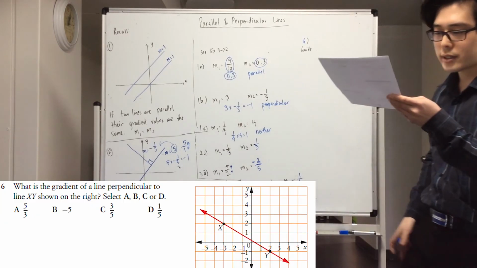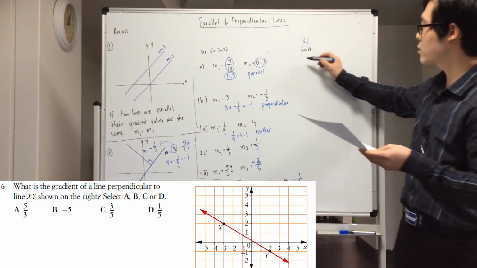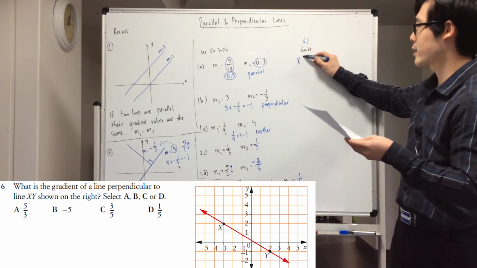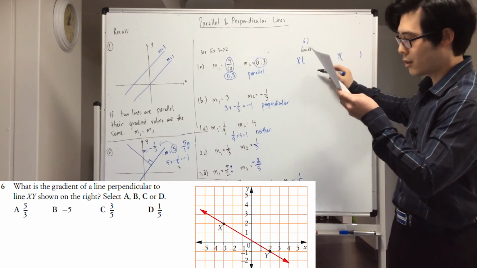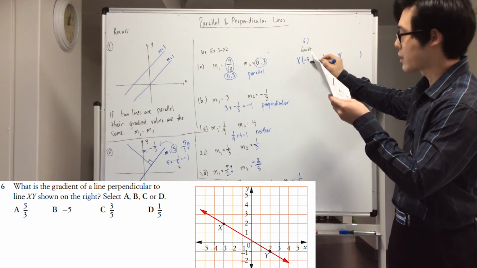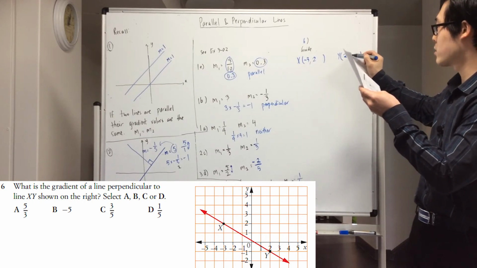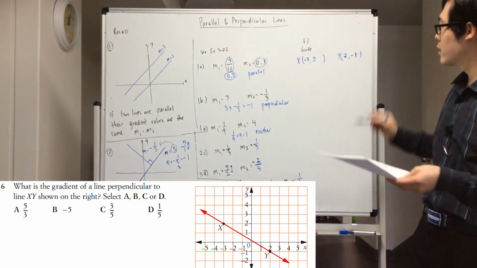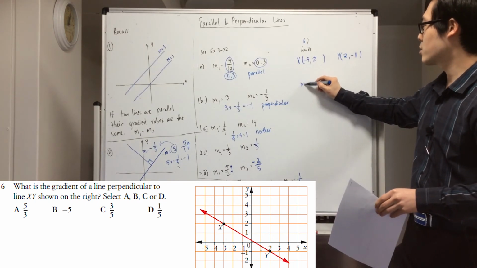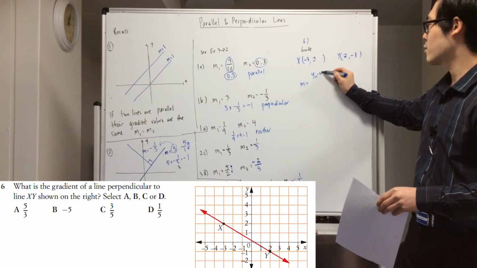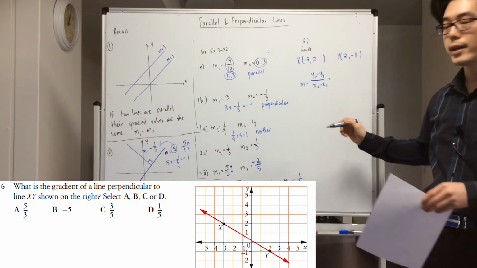Okay? What is the gradient of a line perpendicular to the line xy? Okay, so what you need to do is get the coordinates of x and y. That's your first step. Okay? So the x obviously has the coordinates -3 and 2. Y has the coordinates 2 and -1. Yeah? So from here, we learned from last lesson how to find the gradient of 2 points. So use this formula to find the gradient.